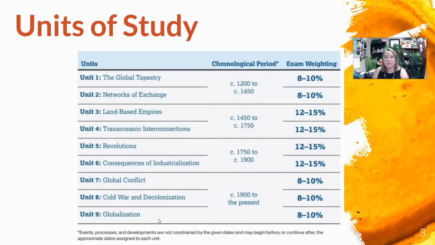Our goal, if everything goes as planned, is that we would get through part of Unit 5, get as far as the political revolutions of Unit 5, and then deal with industrialization once we come back after winter break. So that's our goal. It's possible we will only get through Unit 4, but our goal is to get halfway through Unit 5 before winter break. That's our long-range plan.